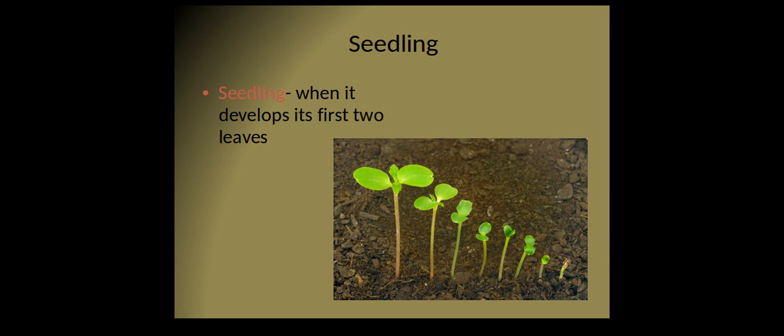Now the fourth stage is called the seedling stage. This is a really, really young plant that has developed its first 2 leaves, as you can see in the pictures here, which allows it to perform photosynthesis. Remember where this occurs? The chloroplast.